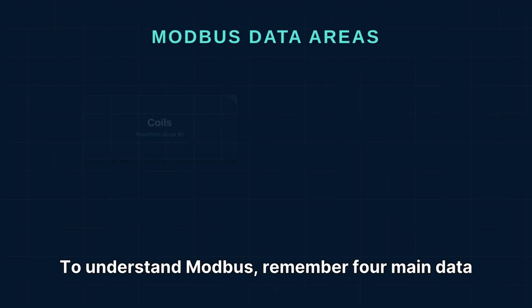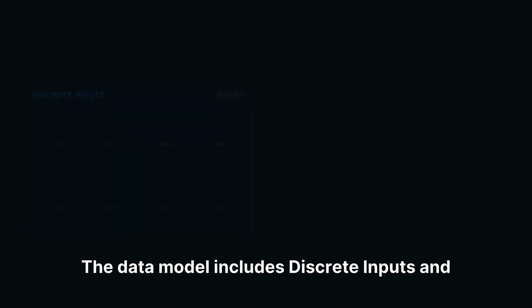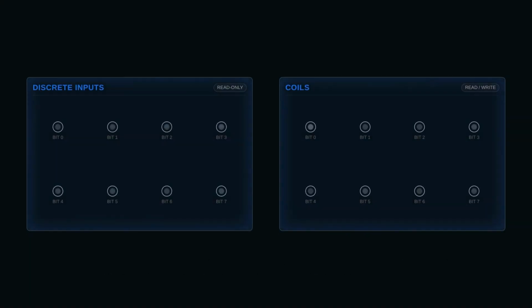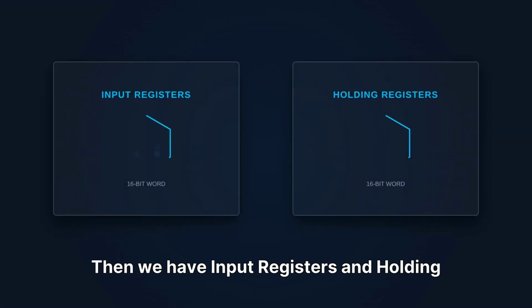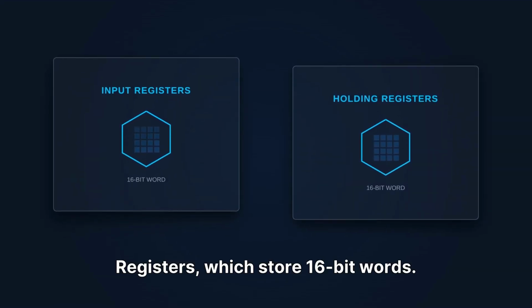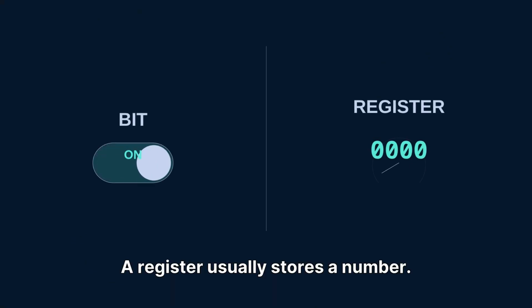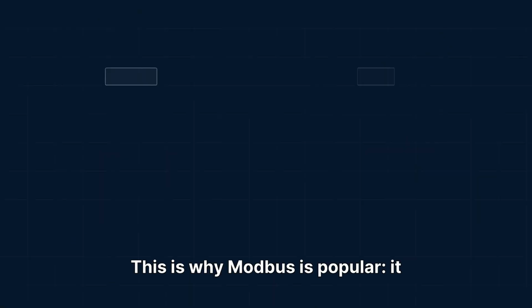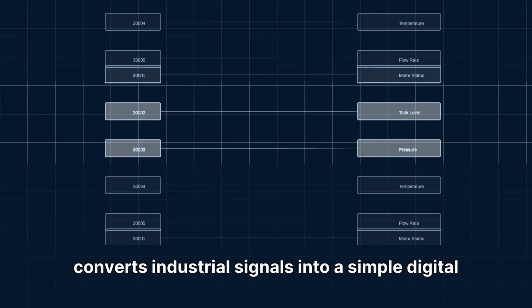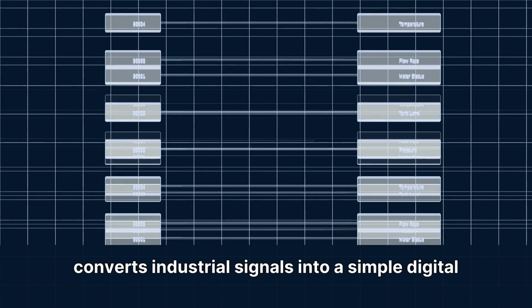To understand Modbus, remember four main data areas. The data model includes discrete inputs and coils, which are single-bit data areas. Then we have input registers and holding registers, which store 16-bit words. Now simplify it. A bit means on or off. A register usually stores a number. This is why Modbus is popular. It converts industrial signals into a simple digital memory map.